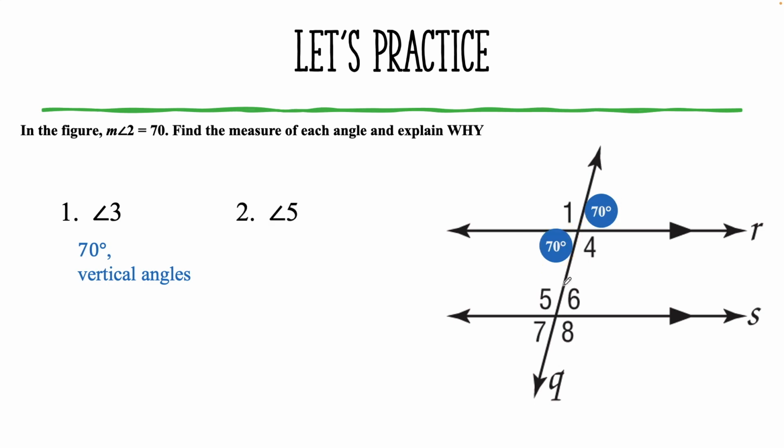Next up is angle 5. That's right here. So based on what we know so far, we can use this 70 degrees, and we know that these two angles, 70 and 5, those are same side interior angles. So the same side interior angles add up to 180. So that means that angle 5 is 110.